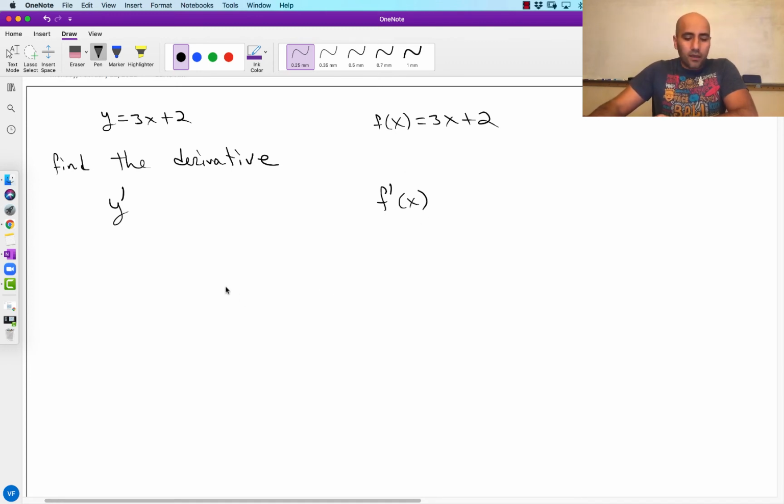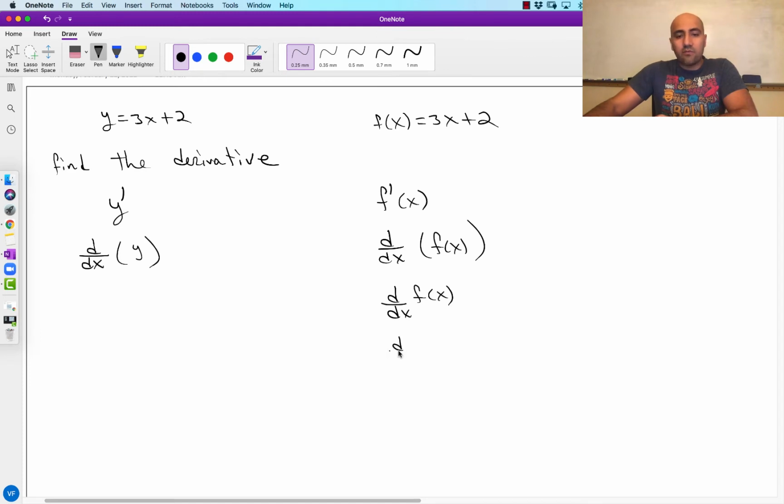Another thing we could say is d dx, derivative with respect to x of the y. And we could do the same thing over here, the derivative with respect to x of f of x, like that. And sometimes they don't even put the parentheses, so they could just say d dx of f of x. And sometimes they don't even put the x, so you might see it this way, d dx of f, right? Those all mean the same thing. Find the derivative of the f function.